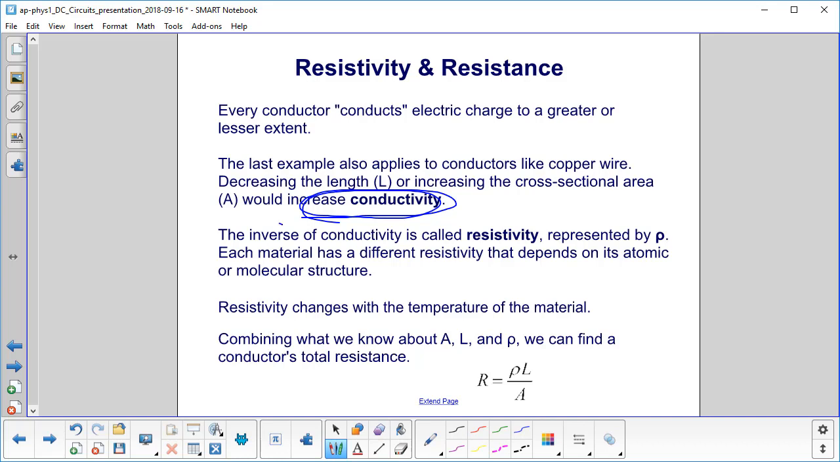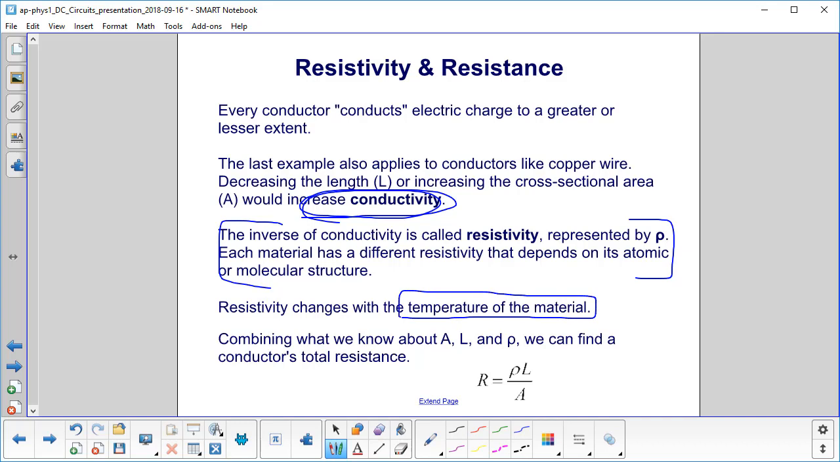Now we normally don't deal with conductivity, we deal with resistivity. That's the opposite. We represent that by rho, another Greek letter, and every material has a different resistivity and it depends on its atomic or molecular structure. Resistivity will also change with the temperature of the material.